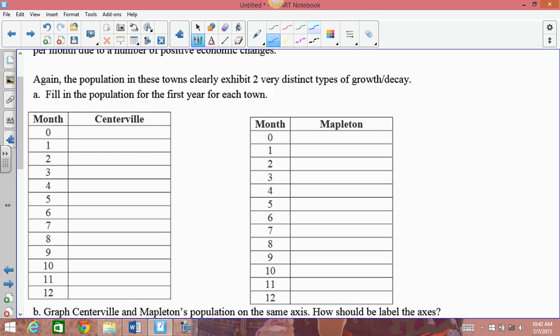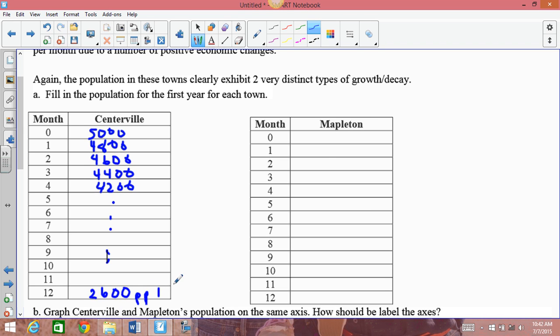So Centerville, at the start, is going to have 5,000 people, and then it was decreasing by 200 people per month. So 1 month later, it only had 4,800 people. A month after that, 4,600 people. And then 4,400, and so on until you get to month 12, and that population is going to be down to 2,600 people. Okay.